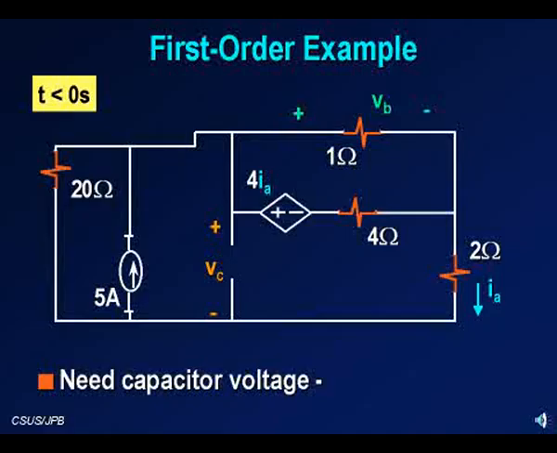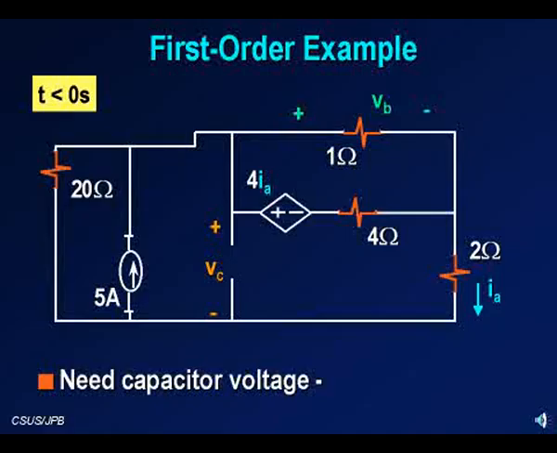Now, in this problem, you are asked to calculate the voltage VB across that 1 ohm resistor. Even though you are not asked to calculate the voltage across the capacitor, here that I call VC, you have to do that. The capacitor voltage is the initial condition. If you had an inductor, it would be the inductor current.